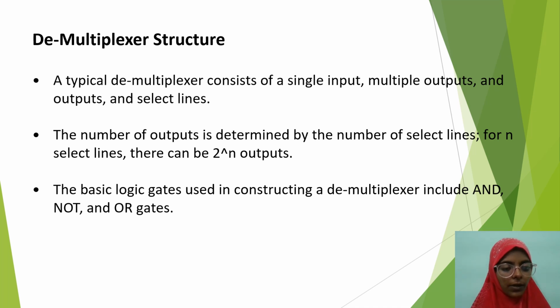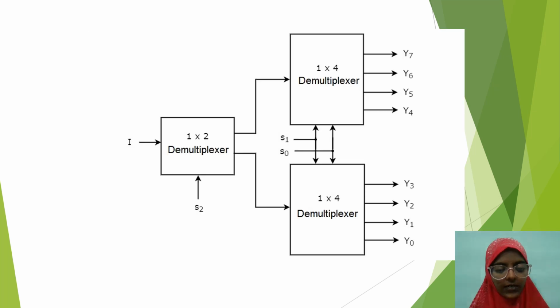Let us explain the structure of a demultiplexer. A typical demultiplexer consists of a single input, multiple outputs and select lines. The number of outputs is determined by the number of select lines: for n select lines, there can be 2 power n outputs. The basic logic gates used in constructing a demultiplexer include AND, NOT, and OR gates. This is the structure of a demultiplexer.